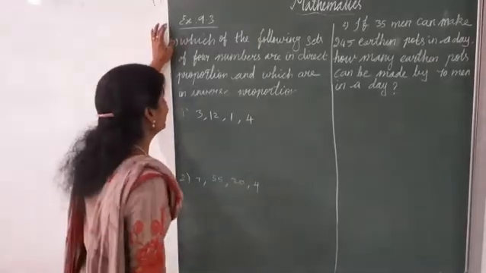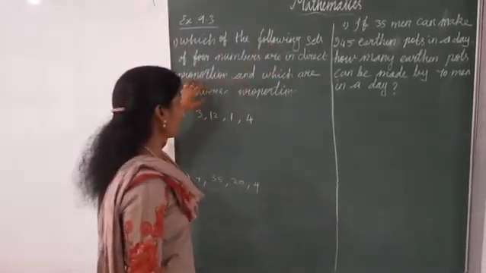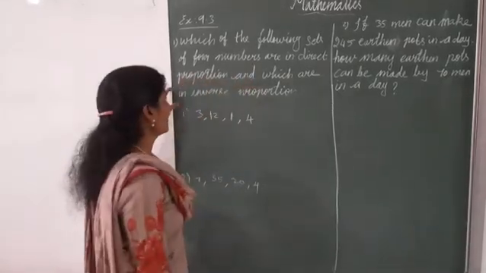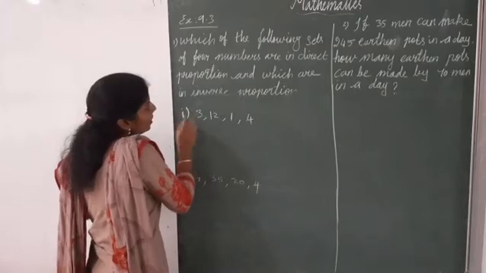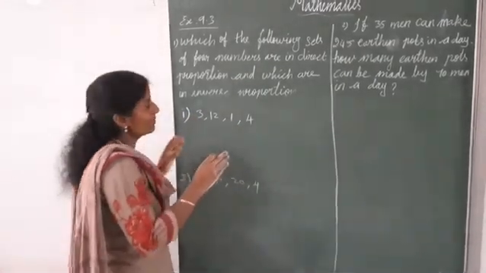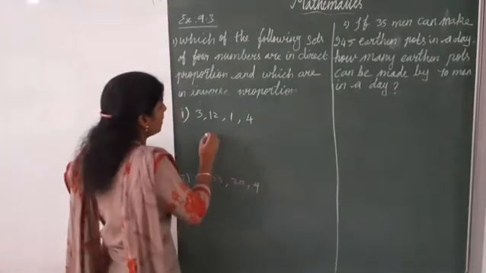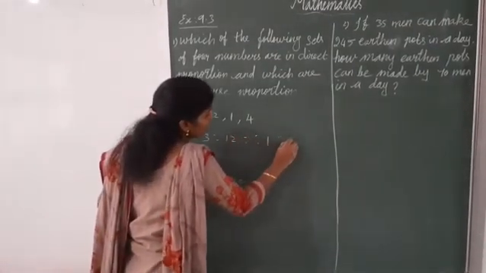Exercise 9.3. Which of the following sets of 4 numbers are in direct proportion and which are in inverse proportion? Okay. Now first one, 3, 12, 1, 4. A is to B as C is to D. We can write in proportion form. 3 is to 12 as 1 is to 4.